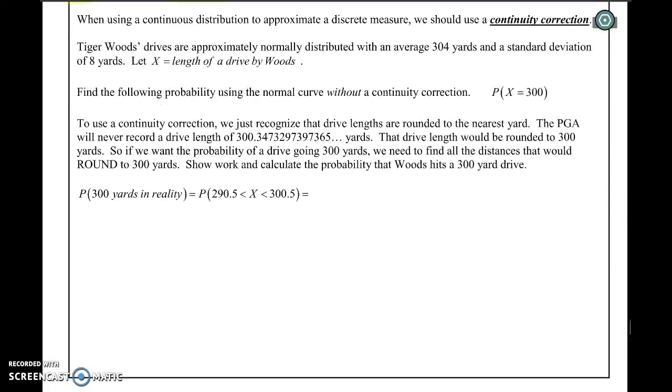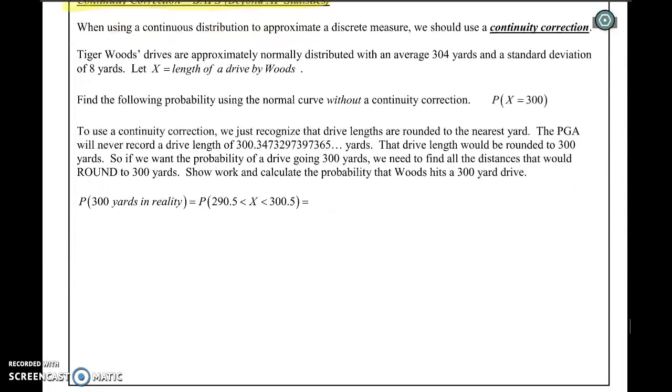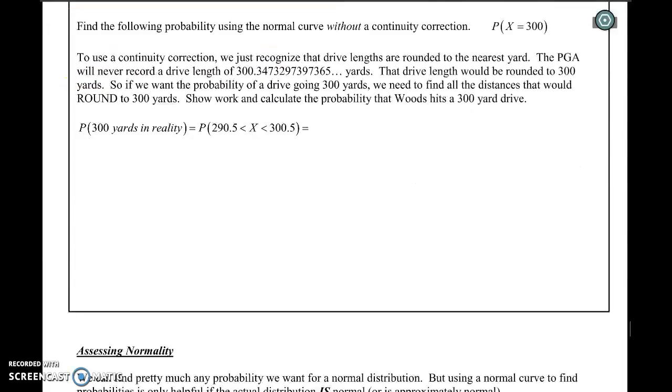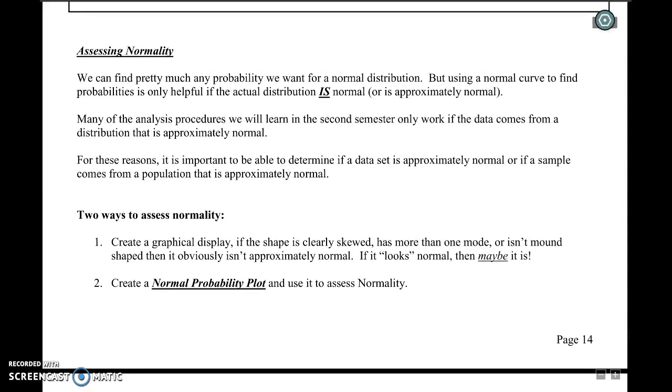All right, the last part of section 2.2 is here. The continuity correction is a topic that's beyond the AP curriculum, kind of. It's really easy, and I think it's kind of important, but we'll leave it to the end of the video if we have time. Assessing normality. It's a little more of an important issue, I guess.